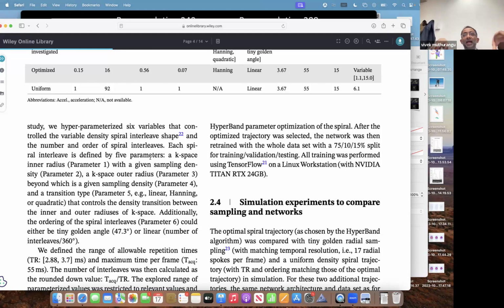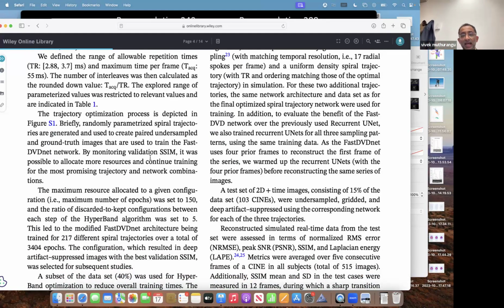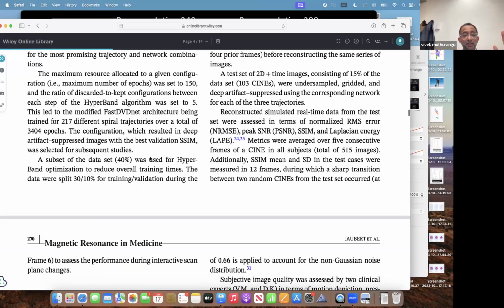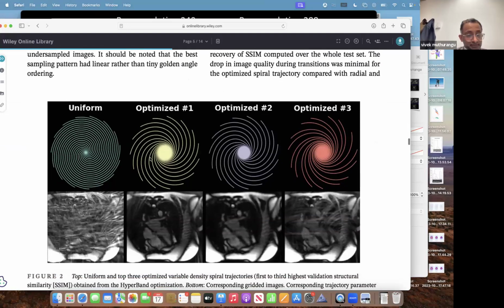So we're basically in hyperband starting off with a whole bunch of different options in that parameter space, and then we're continuing training the ones that are giving us the best image quality. And that essentially, after several days, gives us the optimum, or a set of optimum trajectories and the associated optimum reconstruction. We then tested all of this both in simulation and prospectively. And I think rather than going through the methods, I'm just going to go straight to the results, because I think that's where all the bang for buck is.